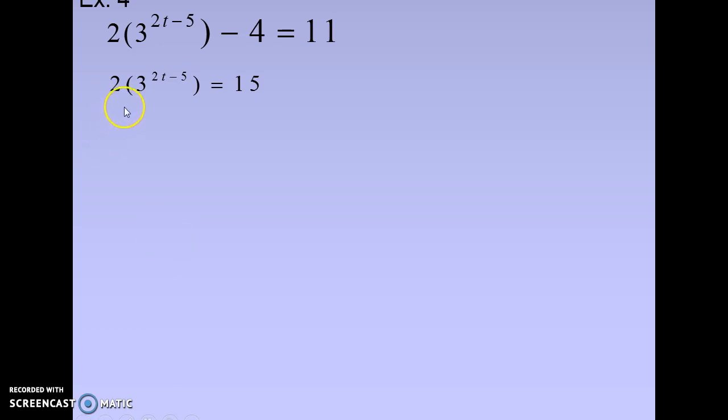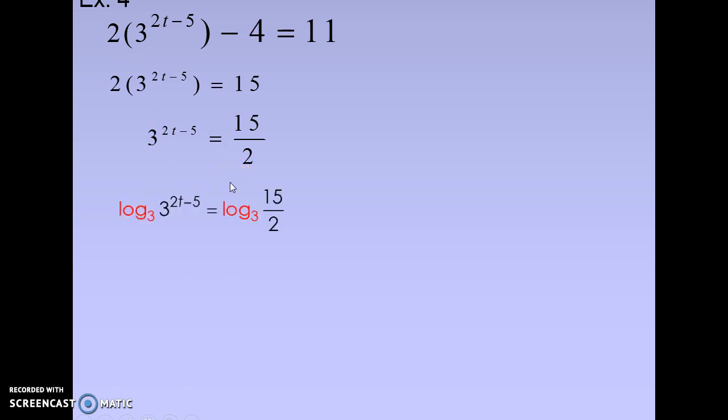2 times 3 to the 2t minus 5 power equals 15. Well, we're still trying to isolate the base, so let's divide both sides by 2. When we divide both sides by 2, this is what we now have: 3 to the 2t minus 5 equals 15 over 2. Now let's retrace. We added 4 to both sides, so this 11 became 15, and now we divided by 2, so now we're at our new equation.